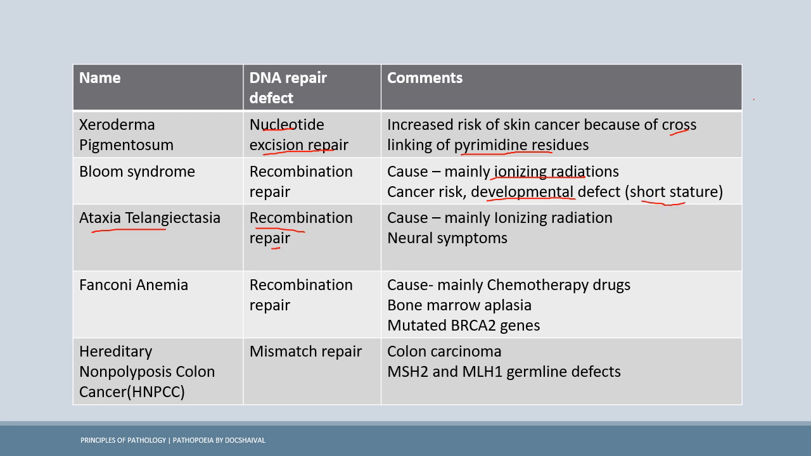And in the ataxia telangiectasia, as the name suggests, ataxia means the lack of coordination, cerebral coordination, and those patients therefore have neural symptoms. Okay. The last one is the Fanconi anemia. Fanconi anemia is again because of the recombination repair defect, and that is mainly because of the chemotherapy drugs. And anemia, you can see there is bone marrow aplasia. Now, interestingly, the Fanconi anemia is also associated with the BRCA2 genes. Now, recall that BRCA2 is a familial breast cancer gene.